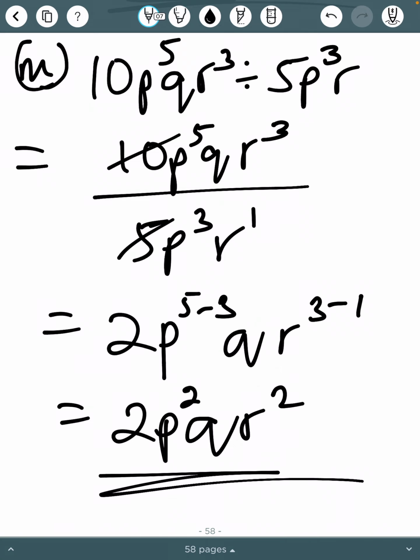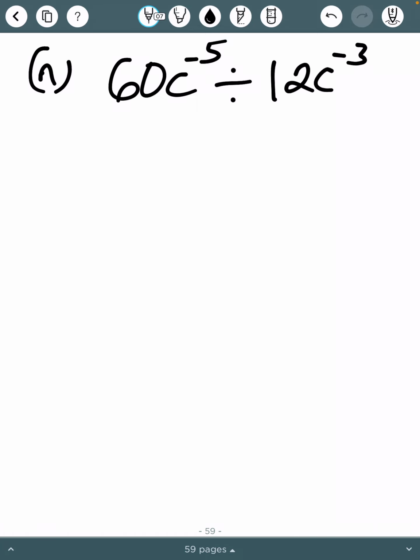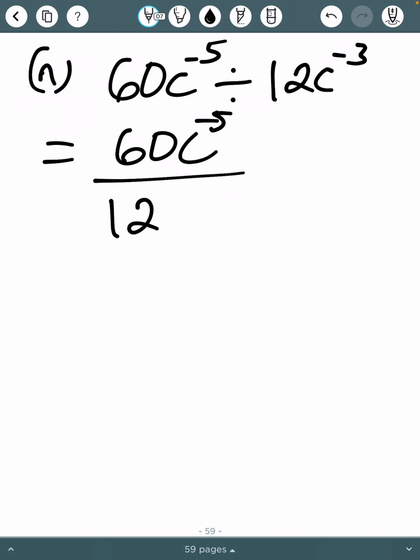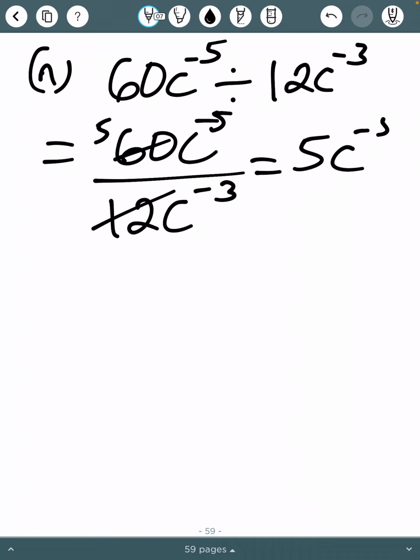Let's go to question N. Question N is 60c raised to power minus 5 divided by 12c raised to power minus 3. I'll put them over one another: 60c raised to power minus 5 over 12c raised to power minus 3. That gives me 12 here 1, 12 here 5. That's 5c raised to power minus 5 over what? C raised to power minus 3.